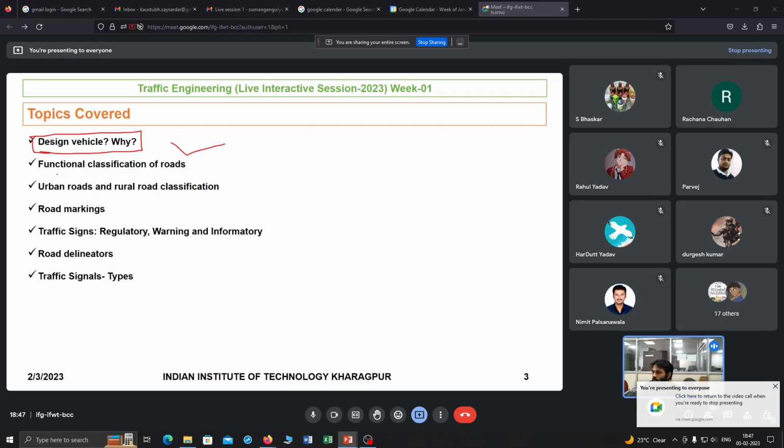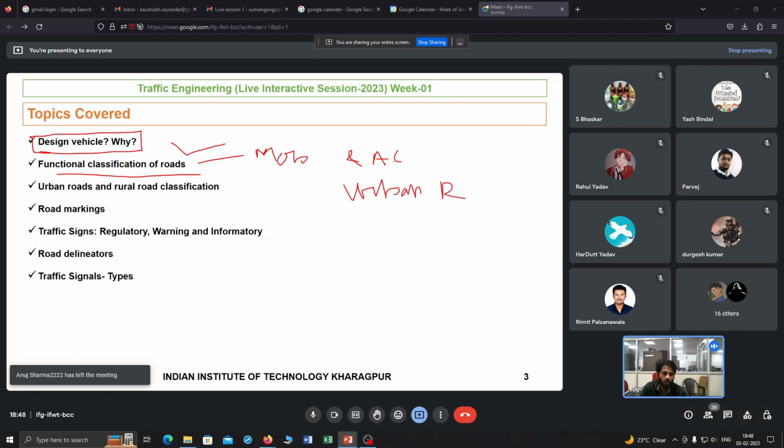Then the functional classification of roads. Basically, functional classification of roads is based on mobility and accessibility, right? For urban roads and rural roads there is a separate classification, already mentioned in the IRC. Also, there are the latest Indo-ASEAN guidelines, where you will find some classifications. Typically, urban roads mean urban expressways, then arterial streets with lower mobility, then sub-arterial, then local and collector streets, right?